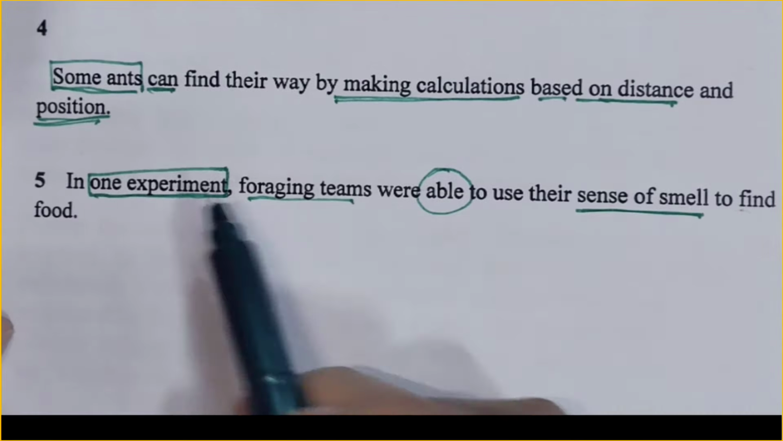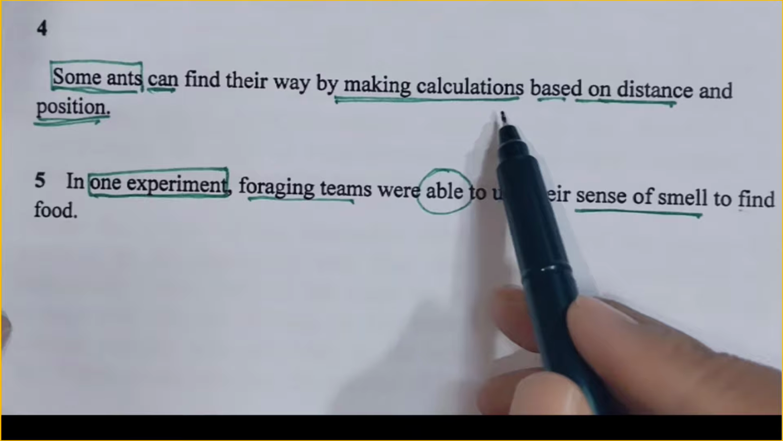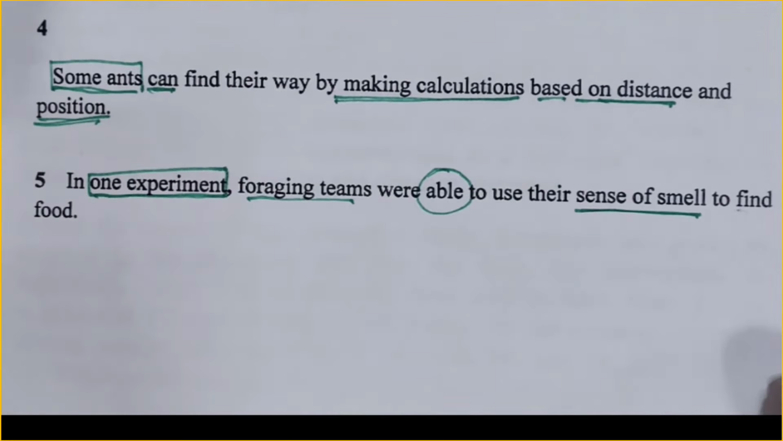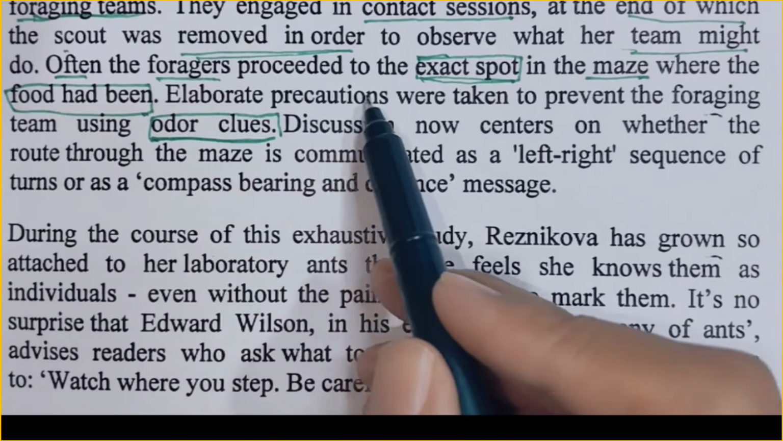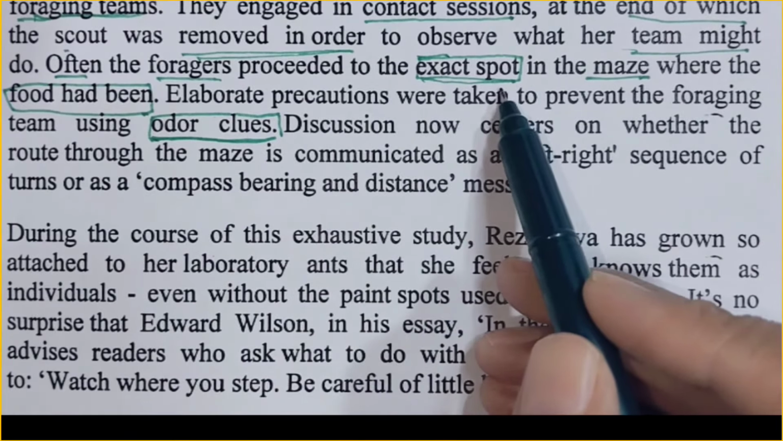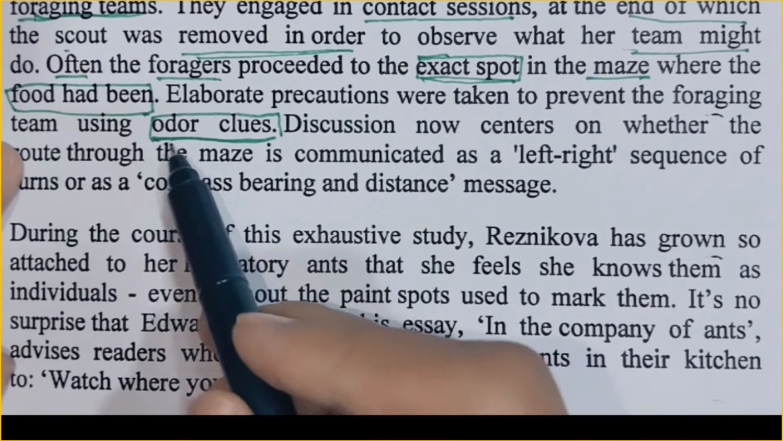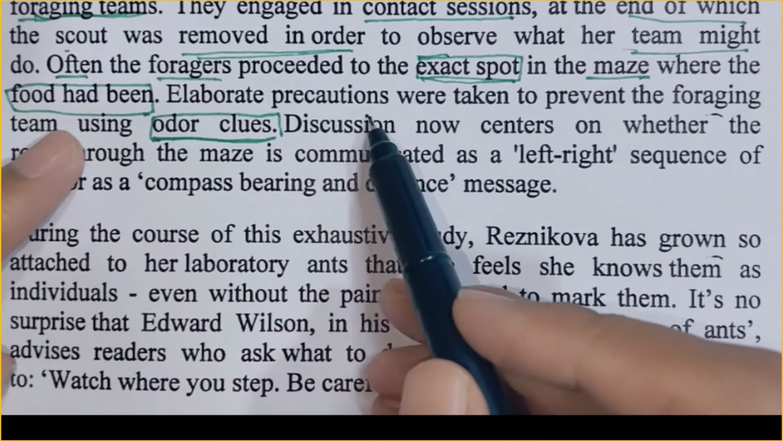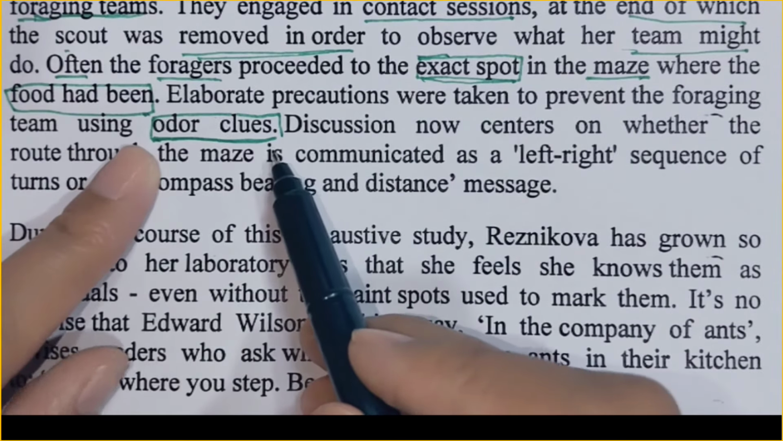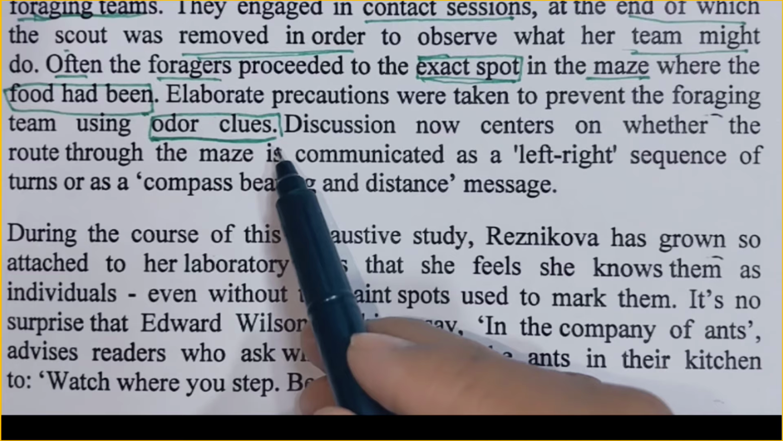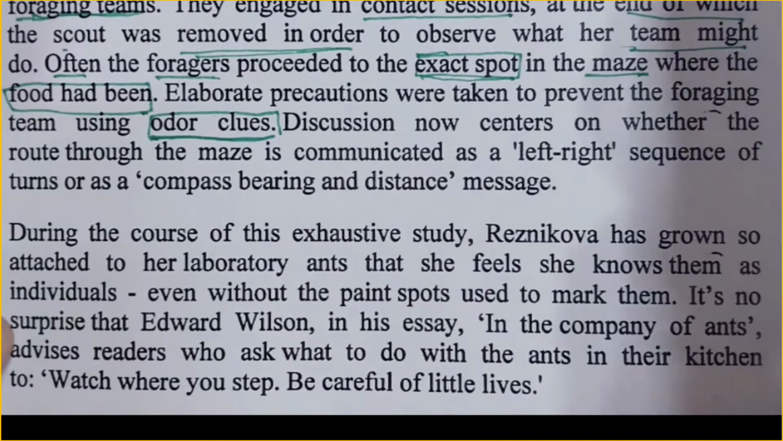So the question is, some ants can find their way by making calculations based on distance and position. Here they are saying that often the foragers proceeded to the exact spot. They are able to find their way, calculate their way. They proceeded to the exact spot in the maze where the food had been. Elaborate precautions were taken to prevent the foraging team using odor clues. So it means they can calculate the distance based on position.